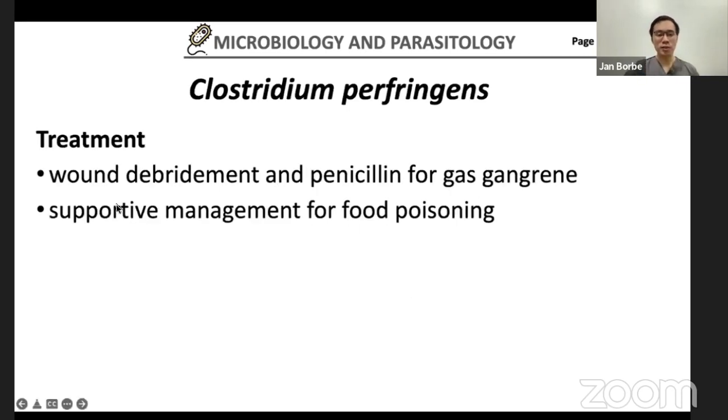Treatment, ito na naman, no? Basta anaerobic yan, no? Kailangan ilinisin natin yung wound. You need to remove the devitalized tissue, you need to remove the fertile environment for growth. Kapag food poisoning, sabi ko nga, di ba, it's not so remarkable. So, supportive management.